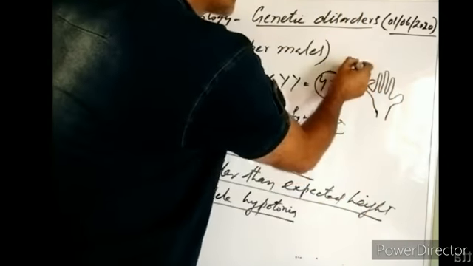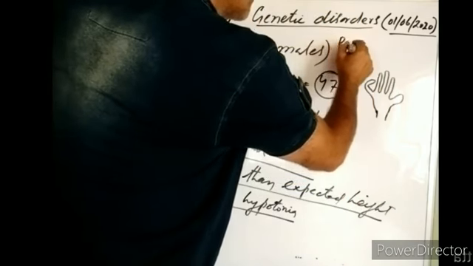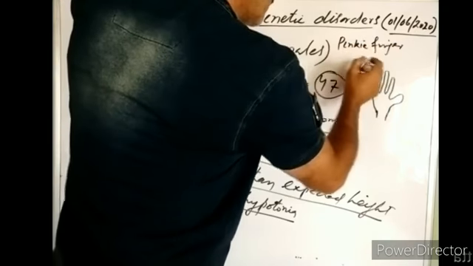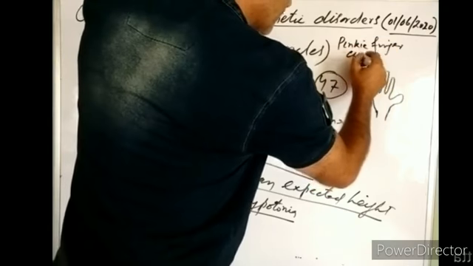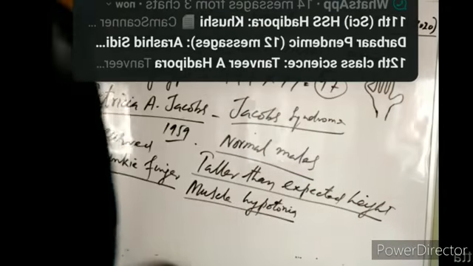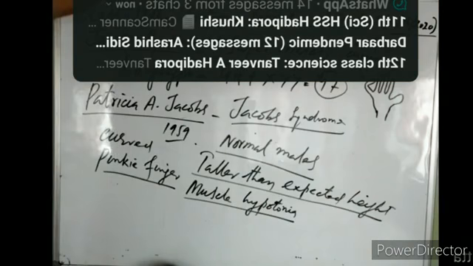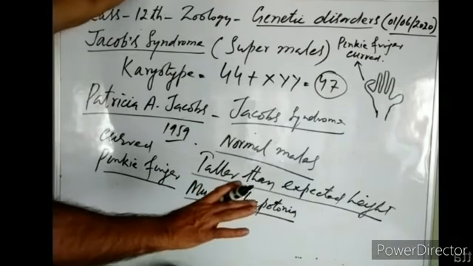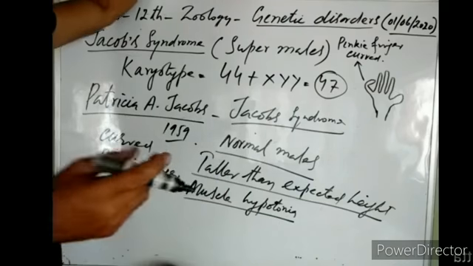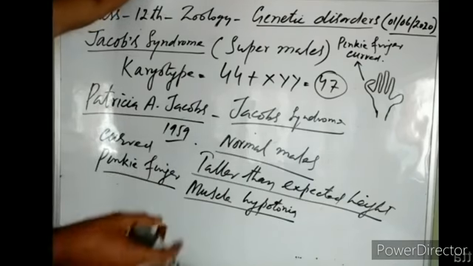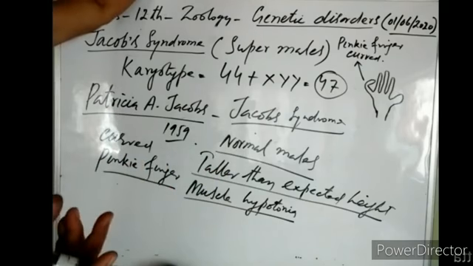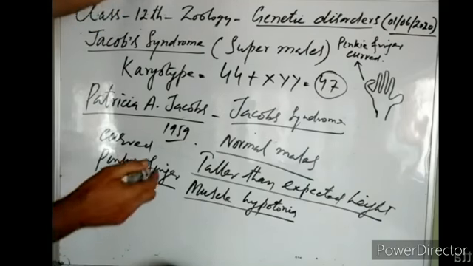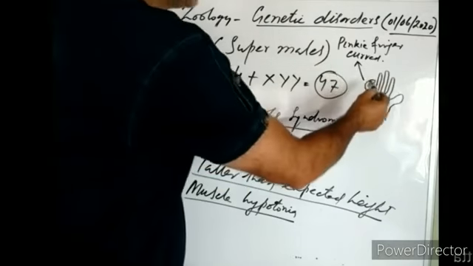So this is the pinky finger, or we call it the little finger. It is curved. So they may possess this curved pinky finger, right? Otherwise, they are normal males. They don't have any abnormality. They are slightly taller than the expected height. They may suffer from muscle hypotonia. Their muscles may have low tone. They may be slightly weaker. And they may show this curved pinky finger.